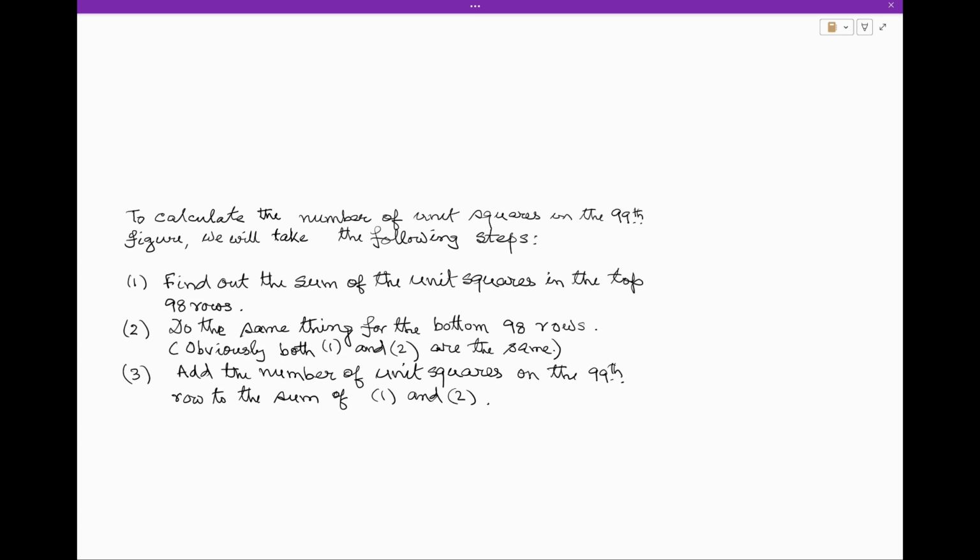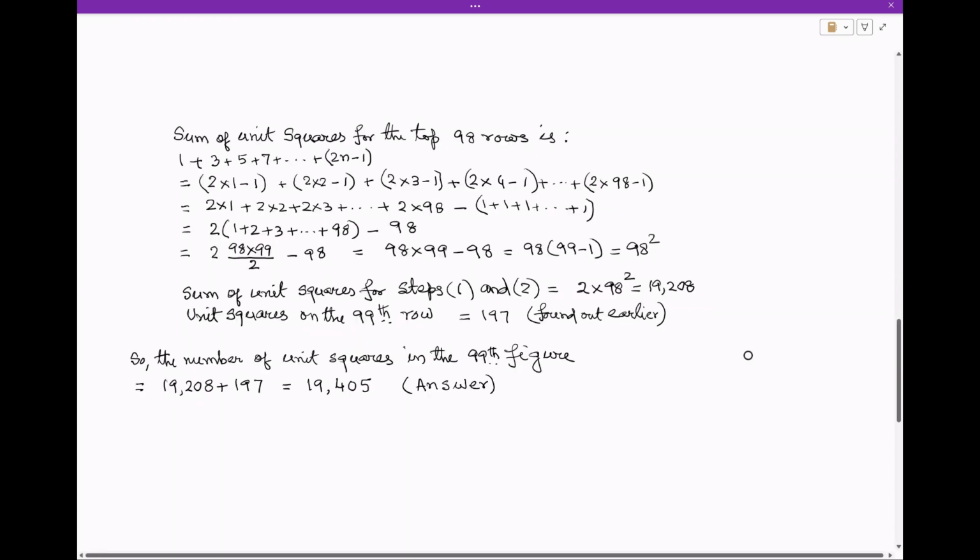Now this will cover all the unit squares in the 99th figure excepting the middle row. Therefore, in step number 3, we will add the number of unit squares on the 99th row to the sum of the first two steps. So let us follow these steps.